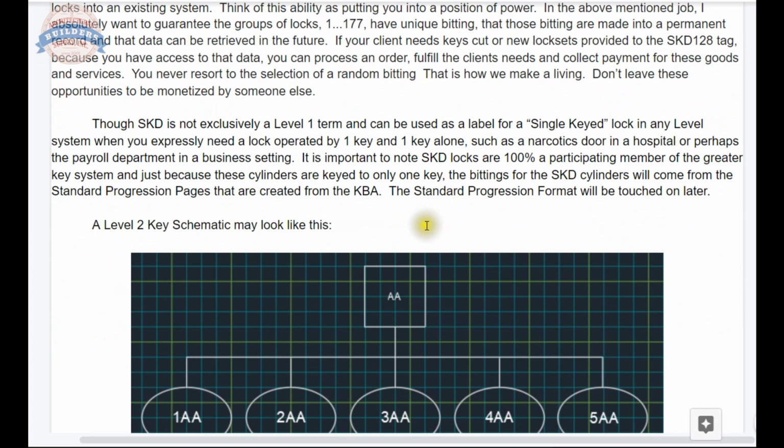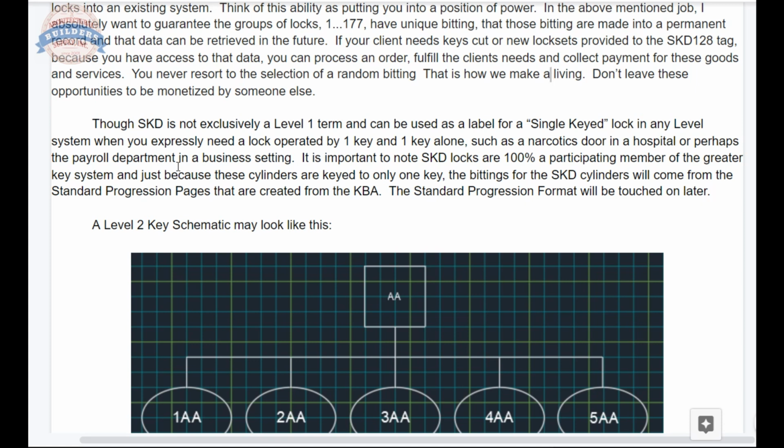Though SKD is not exclusively a level 1 term and can be used as a label for a single keyed lock in any level system, when you expressly need a lock operated by one key and one key alone, and by the way, not participating by having any other keys work it, such as a narcotics store in a hospital or perhaps the payroll department in a business setting. It is important to note SKD locks are 100% a participating member of the greater key system, and just because these cylinders are keyed to only one key, the biddings for the SKD cylinders will come from the standard progression pages that are created from the KBA.